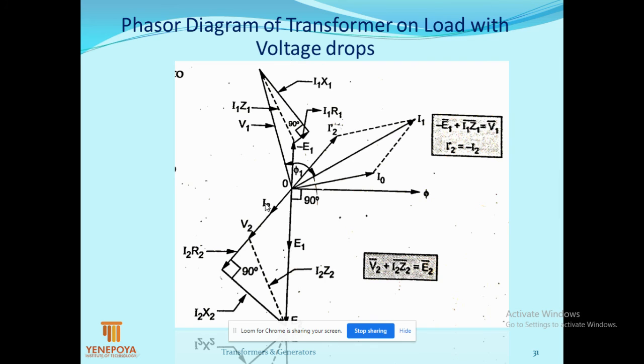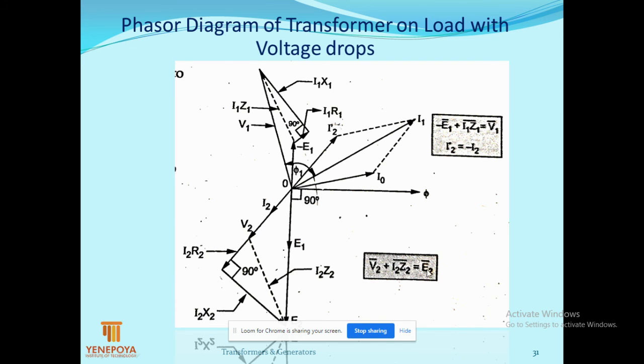For the lagging load, I2 lags V2; mark V2 at the same place and I2 lags here. For the leading load, you mark V2 somewhere here and I2 should lead; I2 will come here and V2 will go here. For a resistive or unity power factor load, I2 and V2 are in phase.